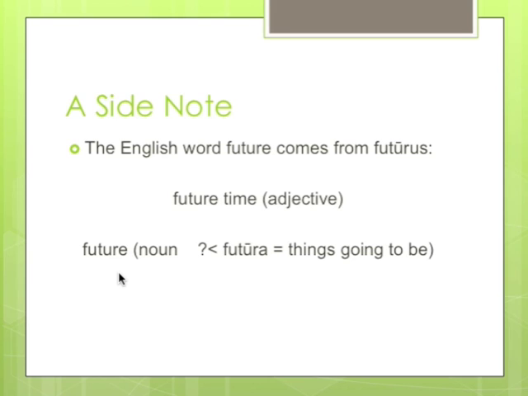Its actual origin is very questionable, exactly what happened, but it may have something to do with the fact that the Latin futura means things going to be, right? This is a neuter plural ending, and so therefore futura is things going to be or things about to be. And that is how our English word future developed. Future is actually from the future participle of the verb to be, meaning going to be.